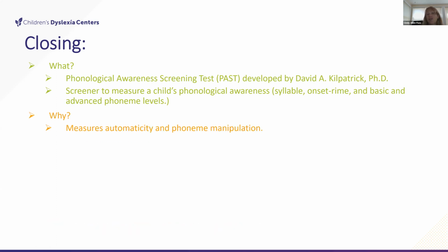Why would you want to use it? Because it measures automaticity and phoneme manipulation. Phoneme manipulation are those higher level skills, deletion, substitution skills, that if a child can do them, then you know that the child is truly proficient with phonemic awareness. And another reason why is because those skills are correlated with word identification. So if we want to get our children to have carryover in word identification, then we really have to work on those higher level phoneme manipulation skills.